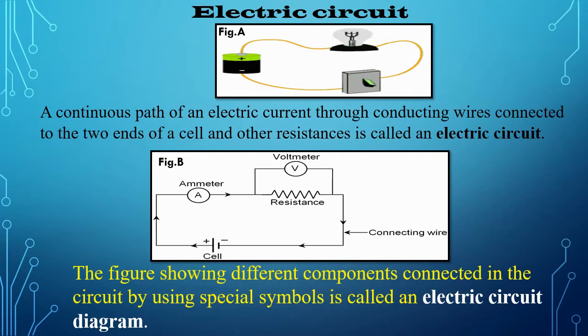The figure showing different components connected in the circuit by using special symbols is called an electric circuit diagram. Circuit diagrams represent the components and interconnection of the circuit using standard symbols. Circuit diagrams are used for the design, construction and maintenance of electronic equipments.